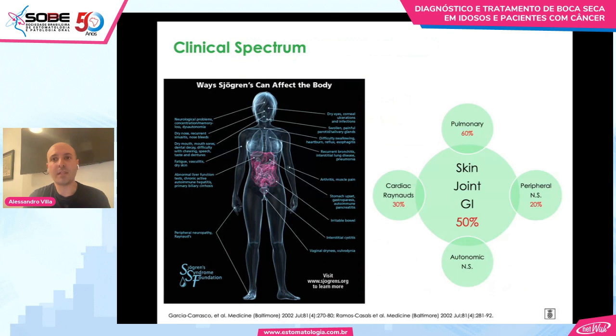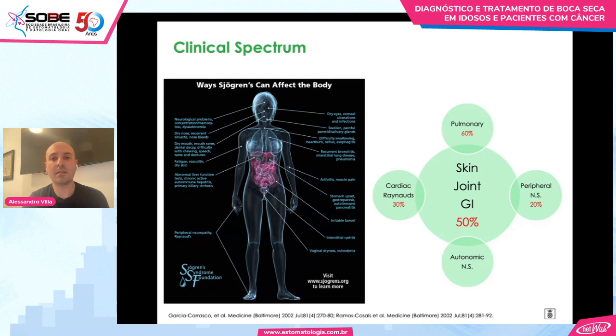Sjogren disease really can affect the entire body, as you can see here, and usually 50% of patients complain of joint, GI, or skin involvement. 60% of patients may have pulmonary disease, and peripheral neuropathy is present in about 20% of the patients.